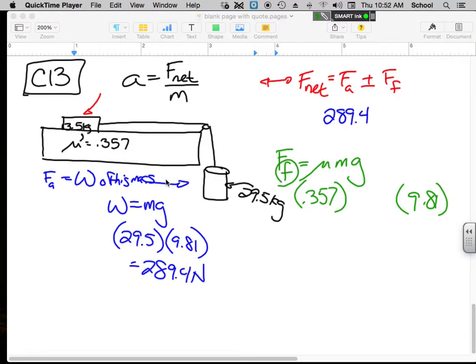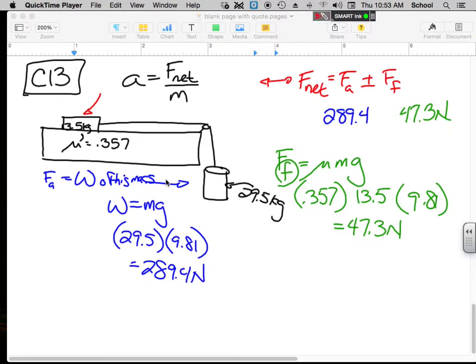So that was 13.5. So then I say 0.357 times 13.5 times 9.81. And here I get 47.3 newtons. So I'm going to stick 47.3 newtons up here.